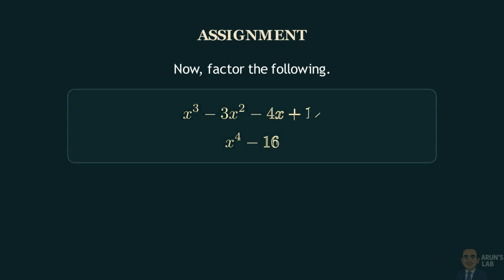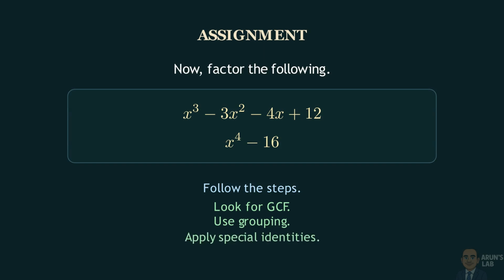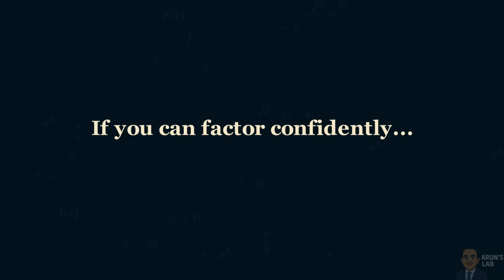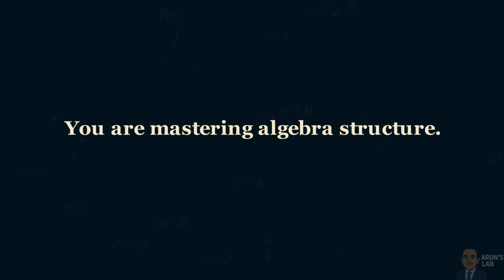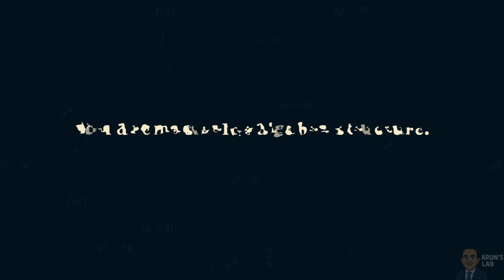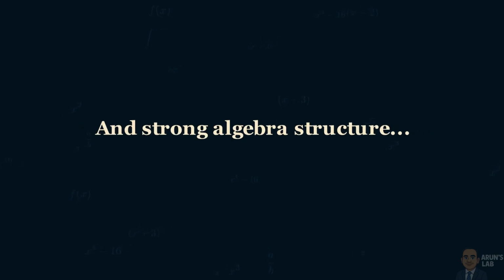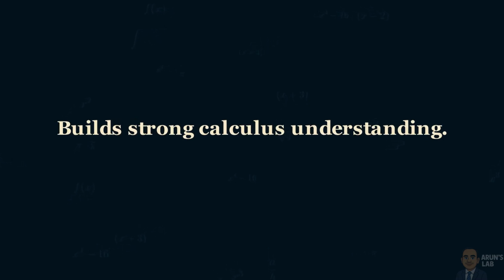Now, factor the following examples by yourself. Follow the steps: look for GCF, use grouping methods, apply special identities like the difference of squares. Keep trying. If you can factor confidently, you are mastering algebra structure. Strong algebra structure builds strong calculus understanding.